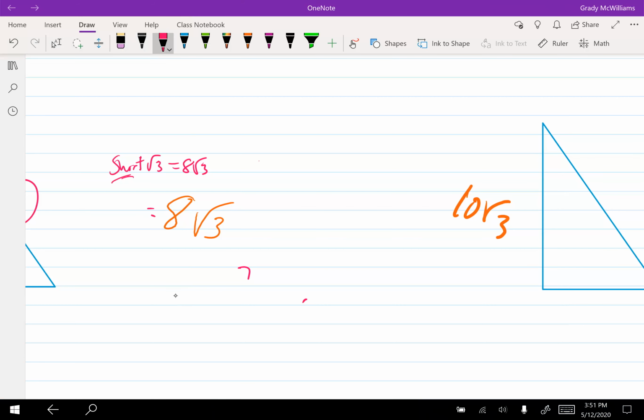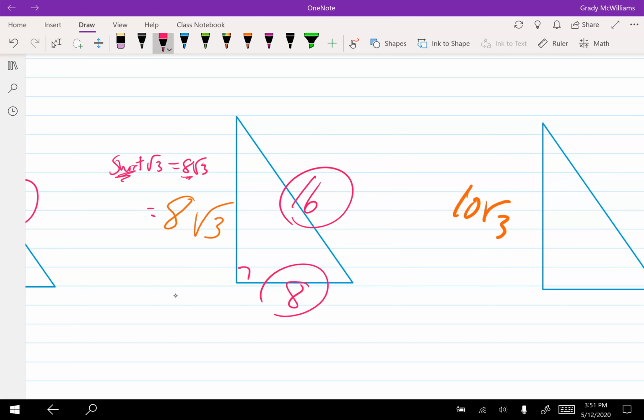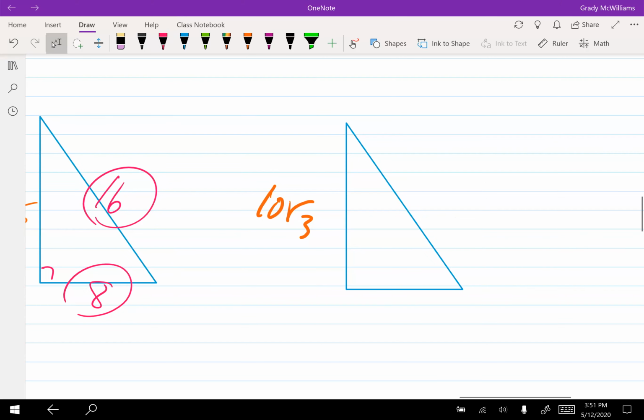But hopefully, once again, like the last question, you can just kind of look at it and see, oh yeah, this is going to be 8. Okay, so 8 times the square root of 3 makes 8 square root of 3. So the short side's got to be 8. Hypotenuse is twice as big. There's your answers. And as with the other two, it's the same idea.